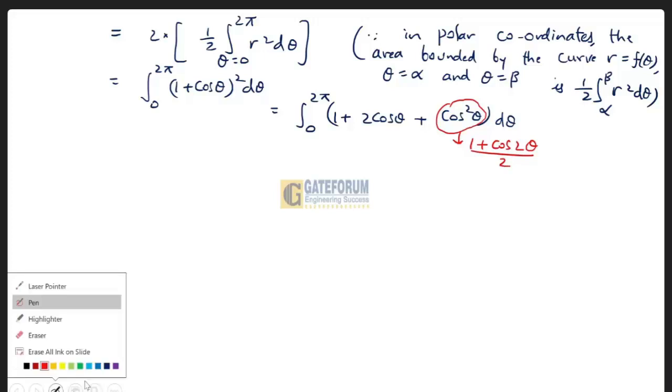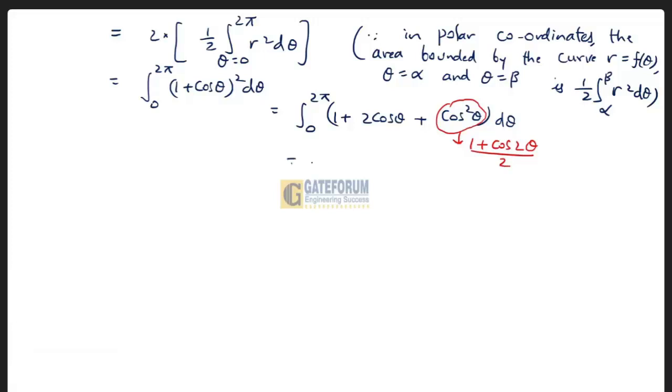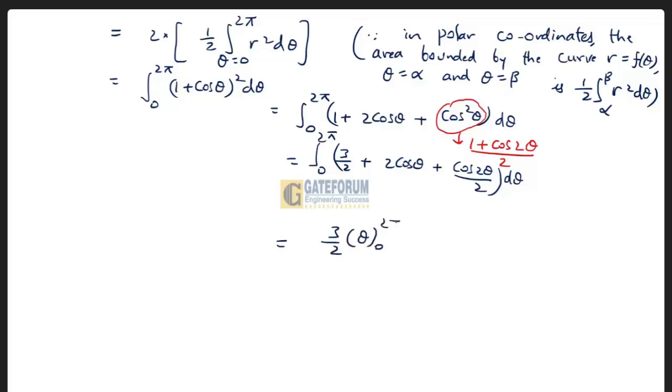Now, the total constant 1 plus 1 by 2 is 3 by 2. The cos theta term is 2 cos theta, and the cos 2 theta term is cos 2 theta by 2, between the limits 0 to 2 pi. So constant integration, constant into theta, between the limits 0 to 2 pi. Term by term integral: 2 into cos theta integration with respect to theta is sin theta, and 1 by 2 into cos 2 theta integration is sin 2 theta by 2, between the limits 0 to 2 pi.